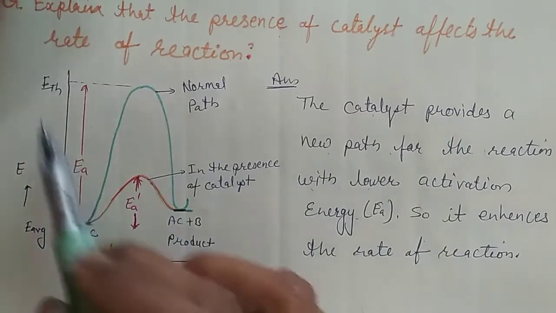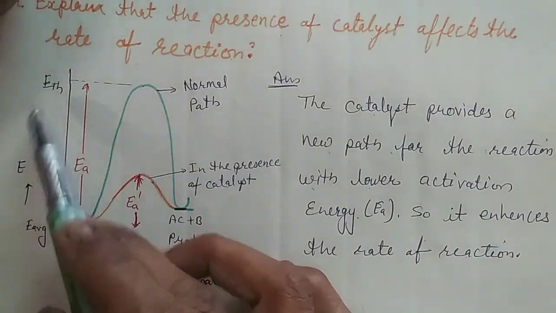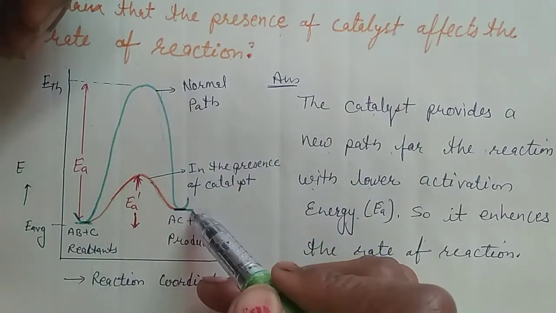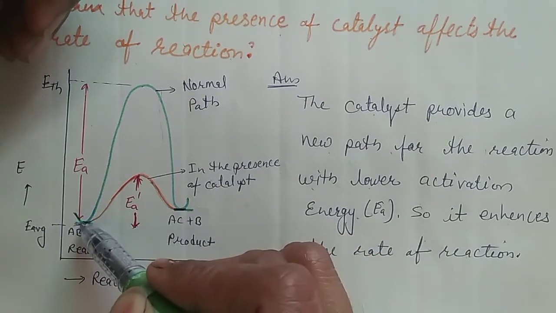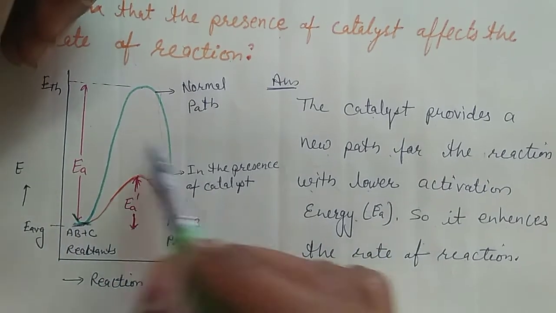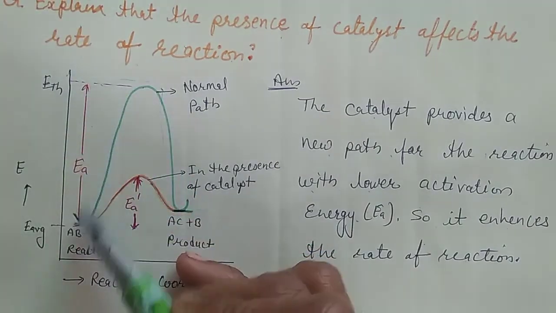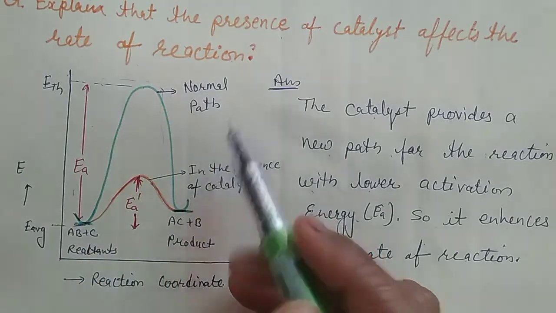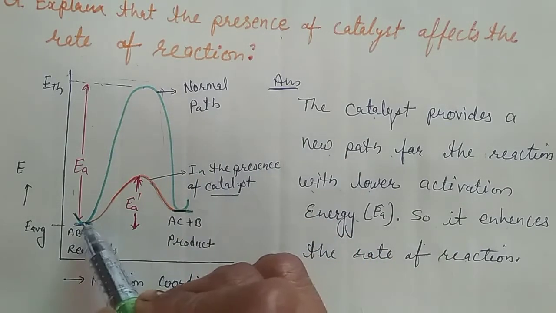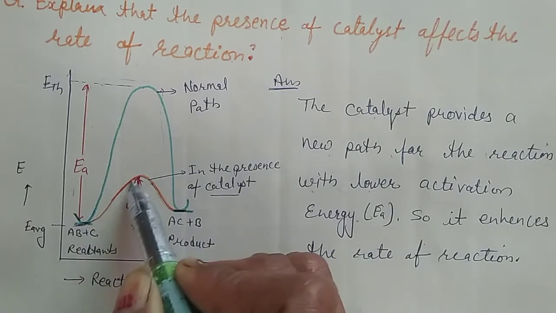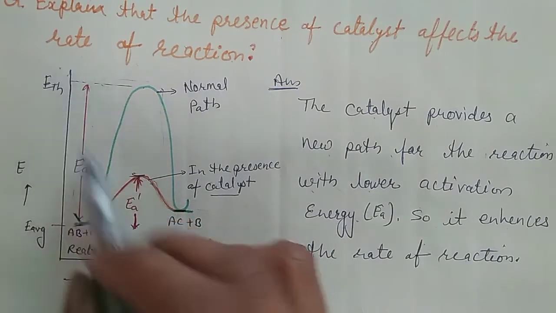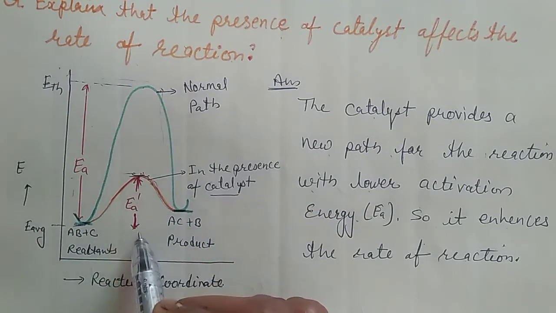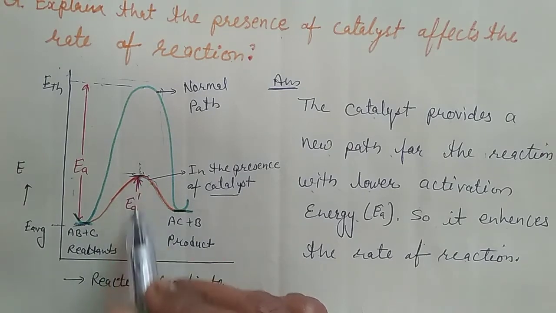What does it mean? See, this is the normal reaction. This is energy level and this is the reaction coordinate. It is the normal reaction in the absence of a catalyst. This is the average energy of reactants, this is the average energy of products, this is the threshold energy, and this is the activation energy. In the presence of a catalyst, a new path is provided. In this new path, this ETH is minimized, and due to ETH being minimized, the activation energy is also decreased.